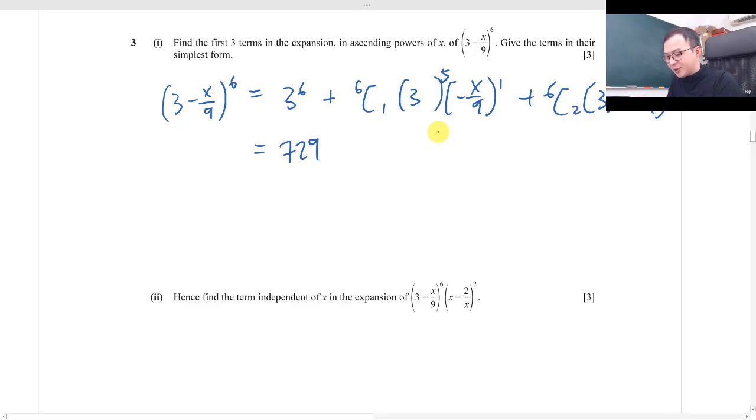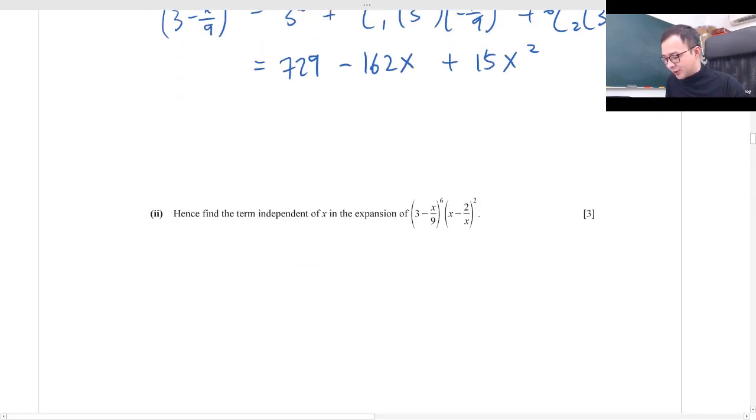Yep, because it's over 9 over here, so you basically get negative 162x, and then I will do the same thing. This one should be plus, so I will do 6C2 multiply 3 power of 4, and then multiply 1 over 81, because 9 squared is 81, right? Then I will get 15, and then this is x squared because you have to square this thing, or else you can just do step by step.